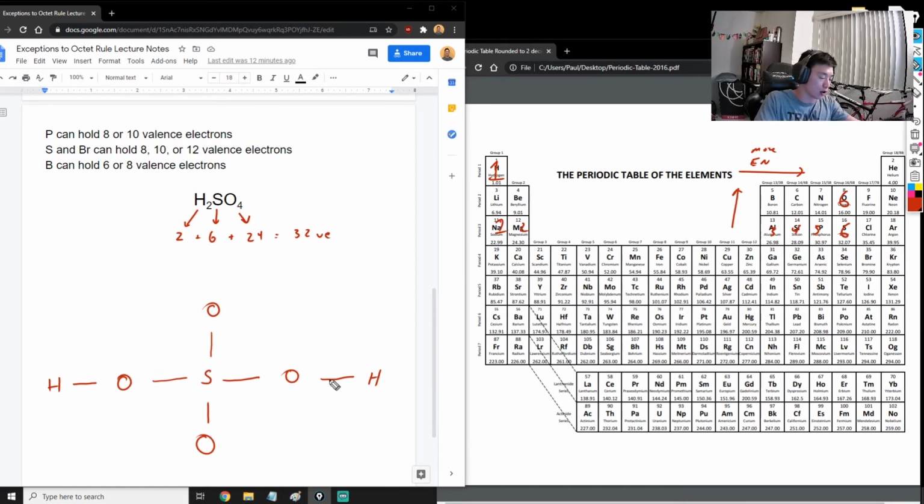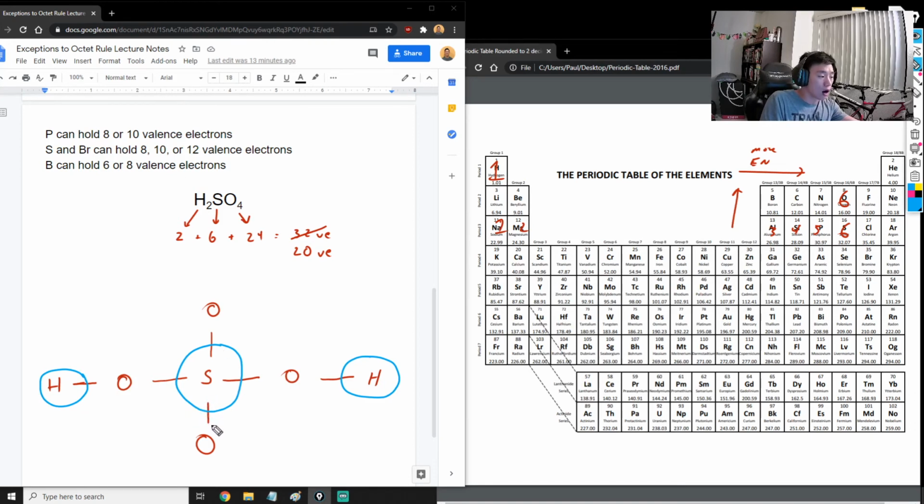So what I'm going to do now is count up how many valence electrons we've used. We used 2, 4, 6, 8, 10, 12. So if we subtract 12 from 32, that means we have 20 valence electrons left to use. Now if we try to figure out which atoms are already happy, we know that hydrogen is happy because it has one line. So this hydrogen is happy, this hydrogen is happy, and if you look at sulfur, sulfur has 8. So we can say sulfur is happy as well. Sulfur is happy because it has 8 valence electrons.